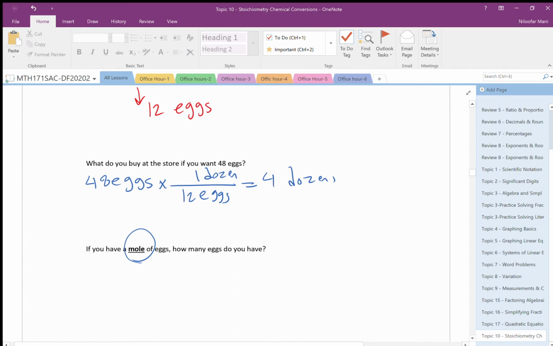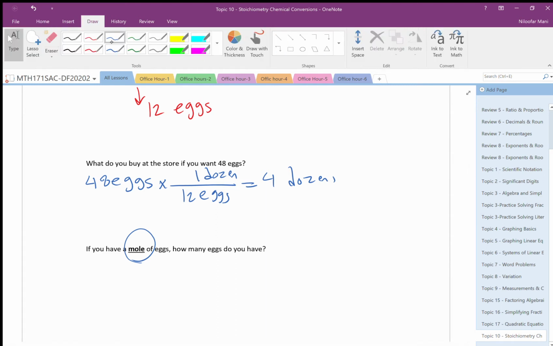So you have the number of eggs, and you want to cancel, so you write 1 dozen on top, and then cancel. Where is my pen? Here I can cancel this and this, and then what is left is dozen, 12, and this, and then I have 4 dozen.